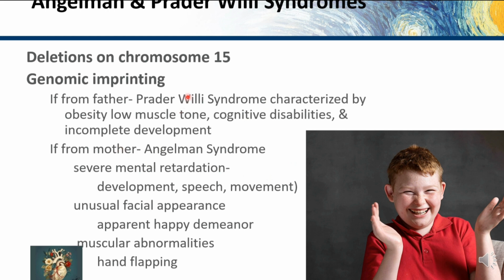So in these two different diseases the same chromosome and the same gene are affected, but the outcome depends upon whether it is maternally or paternally derived. If the gene from the father is affected, it leads to Prader-Willi syndrome, and if the gene from the mother is affected, it can lead to Angelman syndrome.